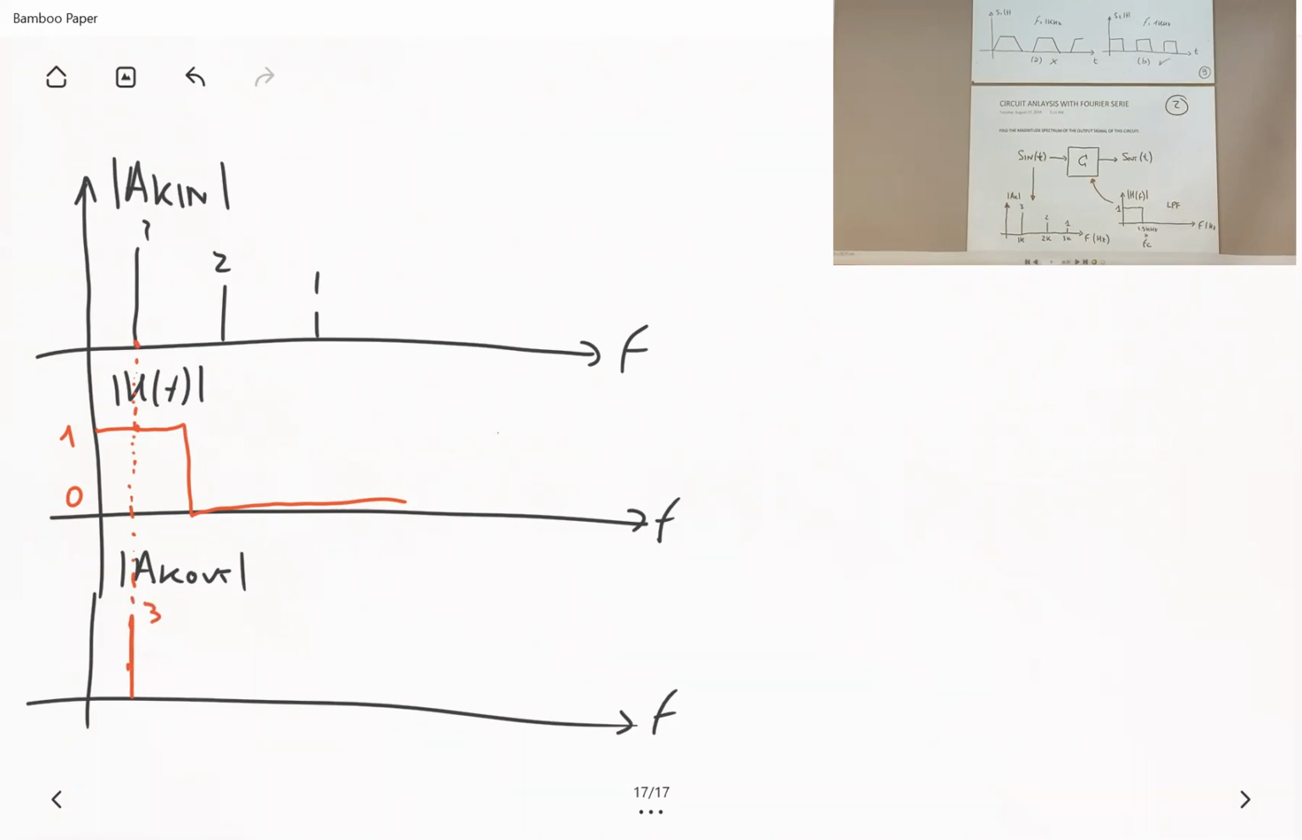And the same for the second harmonic, I do the projection. But you see now, if you can see in zoom, it is after the cutoff frequency, where the frequency response is 0. So 2 times 0 is 0, so there is no harmonic here. And the same also for the third harmonic. So the spectrum of the output signal is just one harmonic at 1 kilohertz, which has amplitude 3 volt.